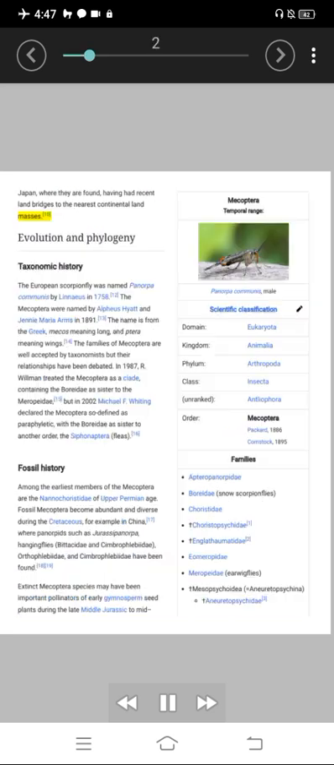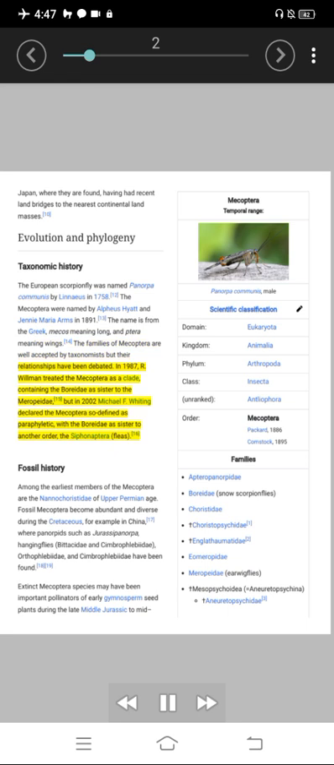Taxonomic history. The European scorpionfly was named Panorpa communis by Linnaeus in 1758. The Mecoptera were named by Alpheus Hyatt and Jennie Maria Arms in 1891. The name is from the Greek, mekos meaning long, and ptera meaning wings. The families of Mecoptera are well accepted by taxonomists, but their relationships have been debated.